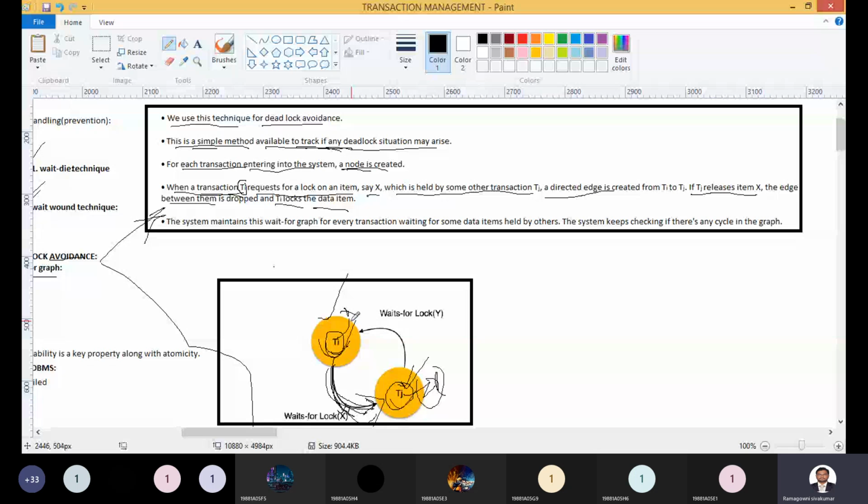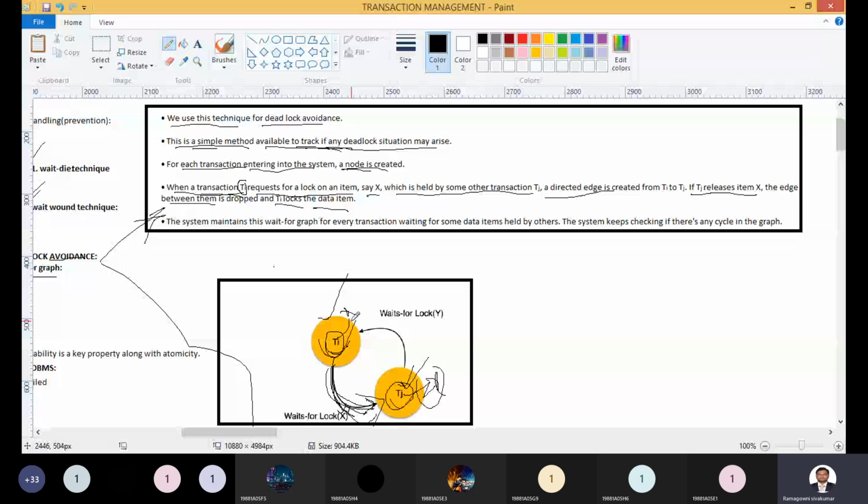So the system maintains the wait-for graph for every transaction that is waiting for some data item held by others. The system keeps checking if there is any cycle in the graph. If there is any cycle in the graph, it will keep on checking in the wait-for graph method.